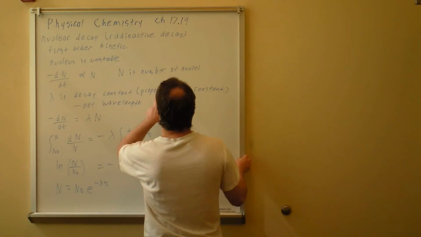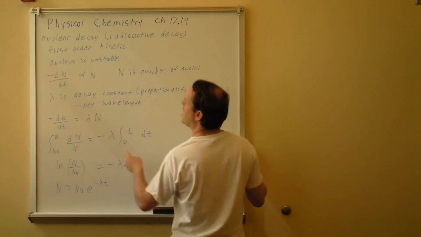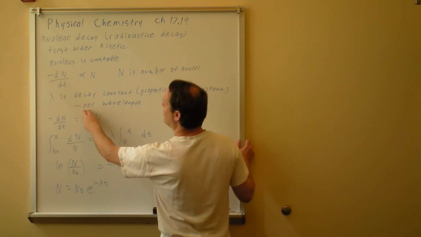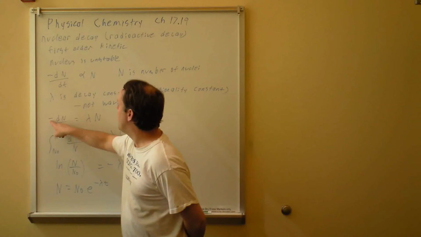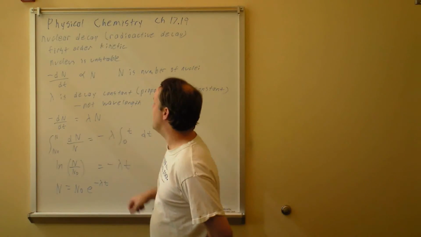And so what we're going to do is introduce a proportionality constant to turn this proportion into an equal sign. We're going to use lambda and call that the decay constant. But be careful, it's the same symbol as wavelength, but obviously we're not talking about wavelength in this case. So then we have minus dN over dt is equal to lambda N.